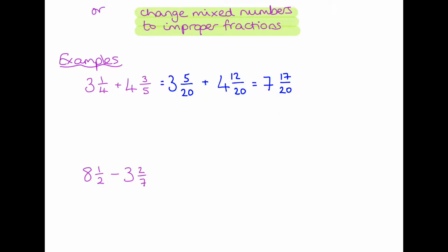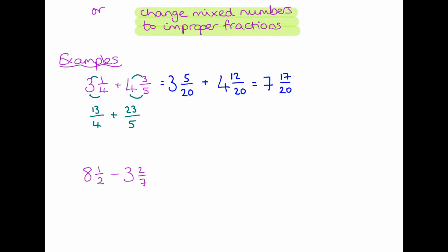Okay, let's do that using improper fractions this time instead. So, same question. So we're going to change each of these into improper fractions before we start. So remember the way we do that. You do that times that, add that to go on the top. So 4 times 3 is 12, add 1 is 13. So I've got 13 over 4, add. Then we do 5 times 4 is 20, add 3 makes 23.